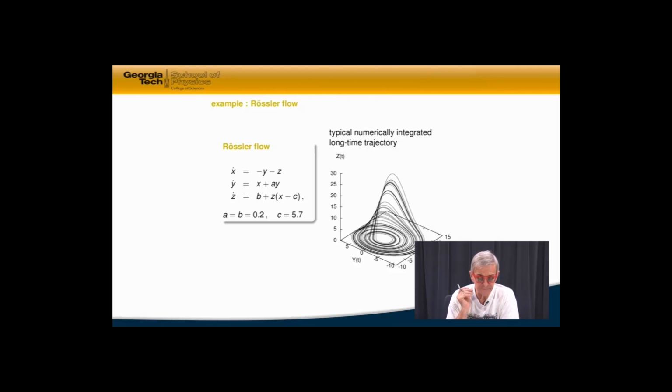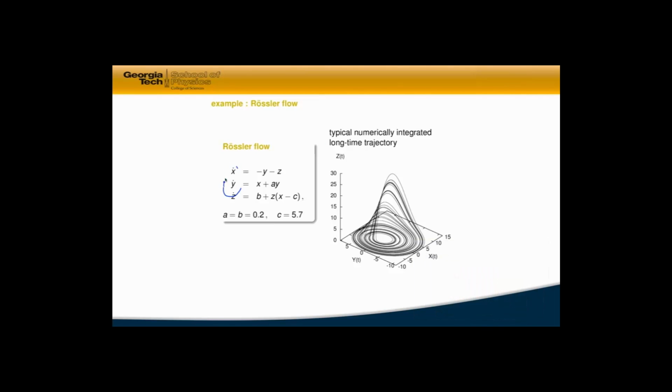And with reasoning, which please read in the book, some explanation of it, Roessler designed 3 equations which capture essential features of Lorentz flow, but are simpler to analyze than Lorentz flow. So there are 3 variables, and there are 3 parameters, and the system is nonlinear because there is this combination here, which makes it bilinear or second order in the variables.